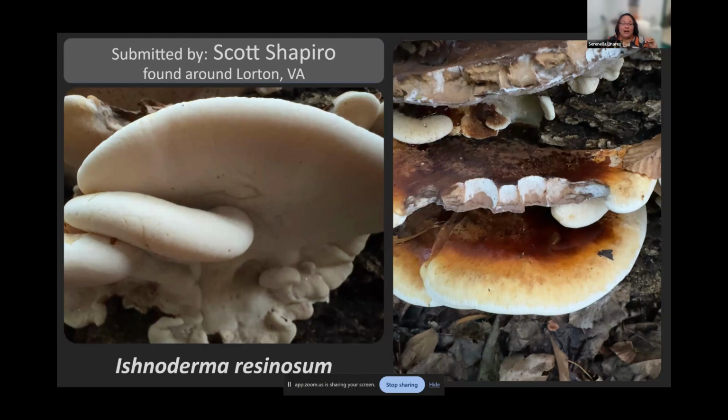When Ischnoderma is this young and fresh, they are, oh my God, delicious. So much so that I like to call this one steak of the woods. It turns that beefy, meaty protein yumminess once you cook, both in color and flavor, in my opinion. So I hope you enjoyed it, Scott.